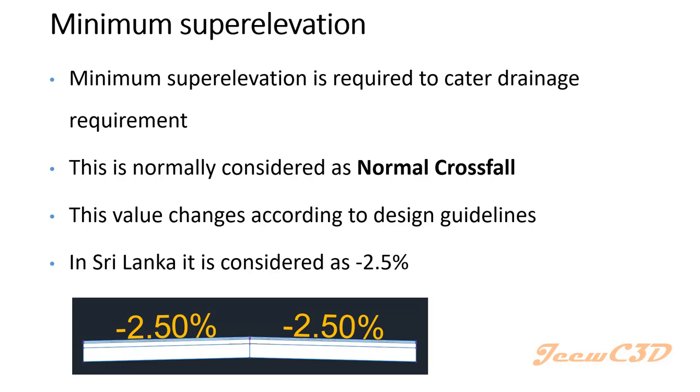But this 2.5% value, the normal cross fall, changes from country to country depending on their design guidelines. In the USA they usually use 2%, in Australia they use 3%. In Sri Lanka, what we use is 2.5%.